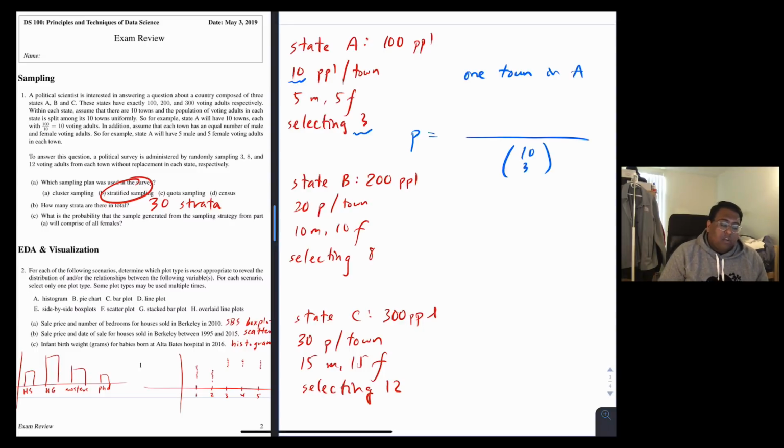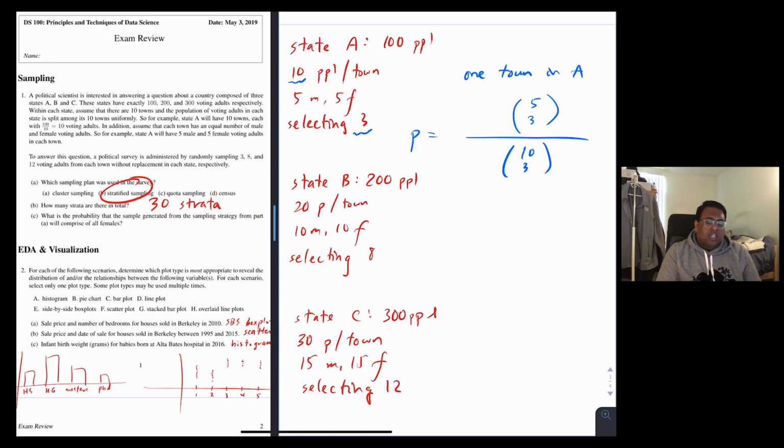Now our numerator is the number of ways we can sample all females. How many females are there in each town in state A? 5. We want to choose 3 of them. So we have 5 choose 3. So this probability, 5 choose 3 divided by 10 choose 3, is the probability that in one specific town in state A, we happen to sample all females.